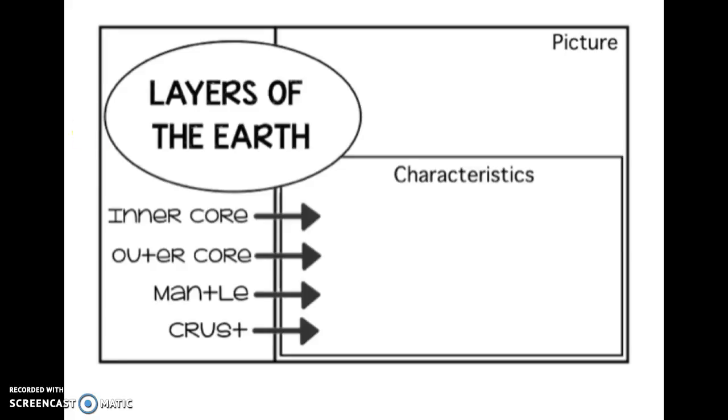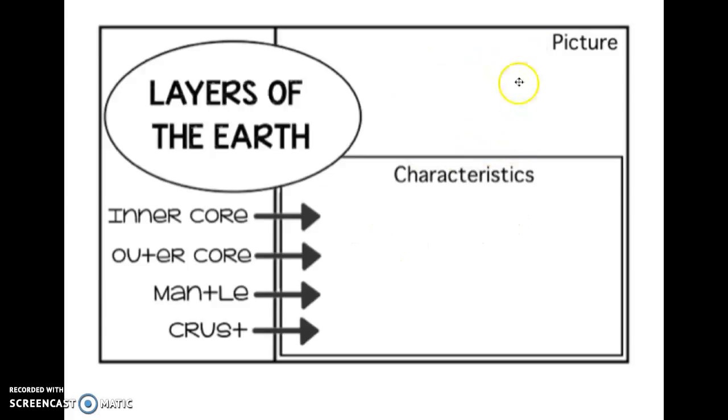So what I'm looking for you to do is, for each of these layers, talk about anything you know about them. Maybe where they're located, maybe the temperature, how thick they are, some of the characteristics that they have, what it's made up of. This might be something I know for sure, or this might be something I think. And it's okay to put something down if you're not 100% sure.